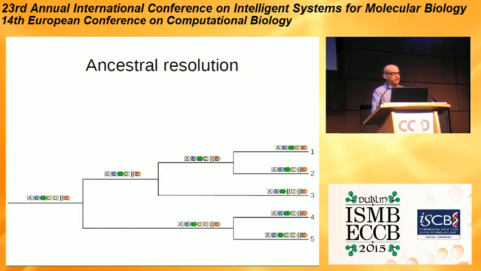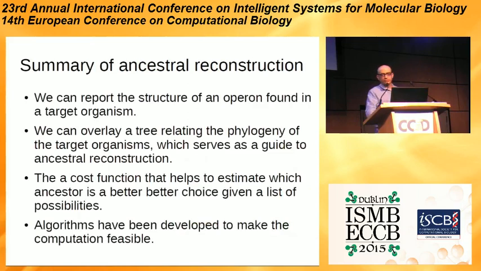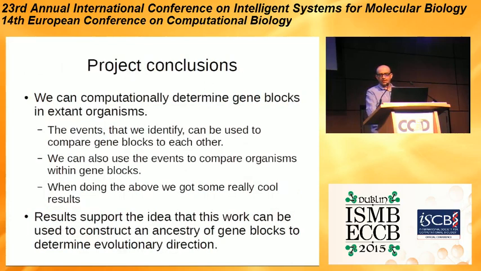Trouble is, when we actually step out of toy data and start working with real data, the tree starts blowing up in terms of possible candidates. We are trying to reduce that space now. So again, this is work in progress. So, summary of the ancestral reconstruction: we can report the structure of an operon found in a target organism. We can overlay a tree. The cost function helps us to estimate the ancestor as a better choice. And algorithms have been developed to make this computation feasible. We're still reducing search space. It's still problematic.